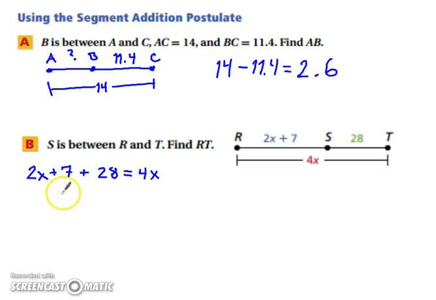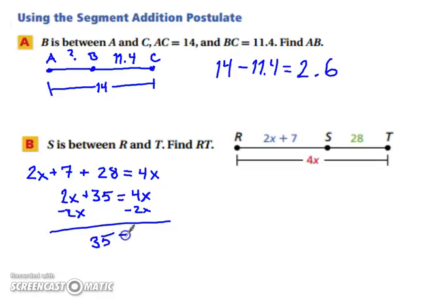So if we simplify the left-hand side, we end up with 2x plus 35 equals 4x. And now we can subtract 2x from both sides. And that will give us 35 equals 2x. And then we can divide by 2 on both sides to get x all by its lonesome. And when we do so, we end up with 17.5.